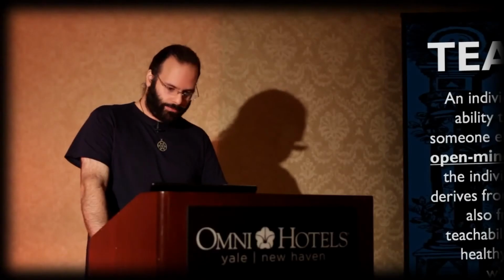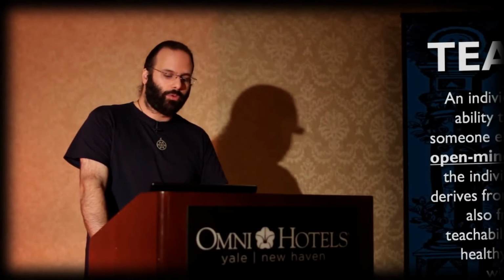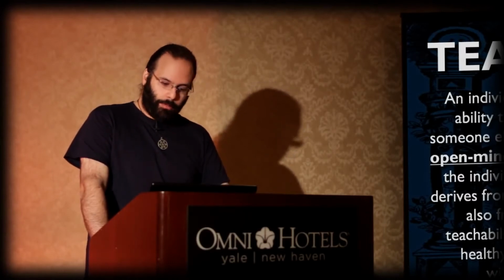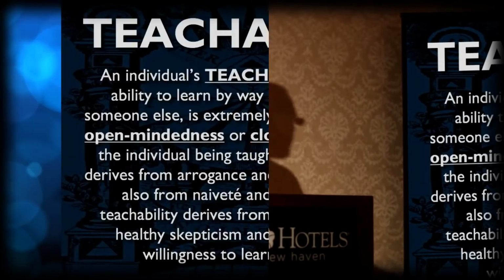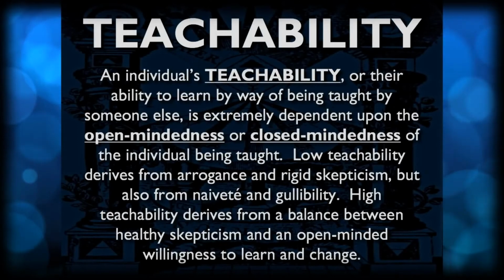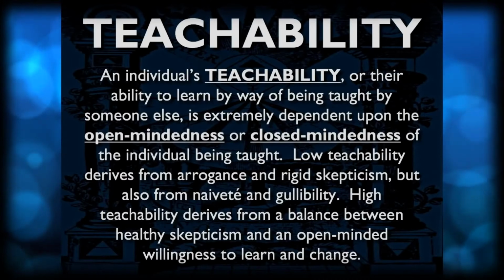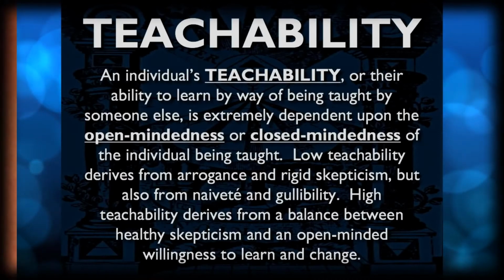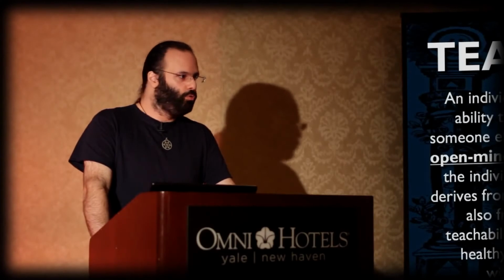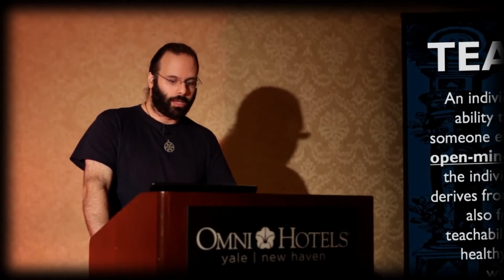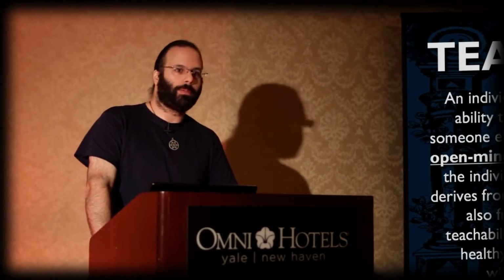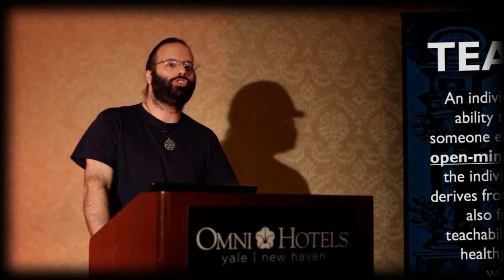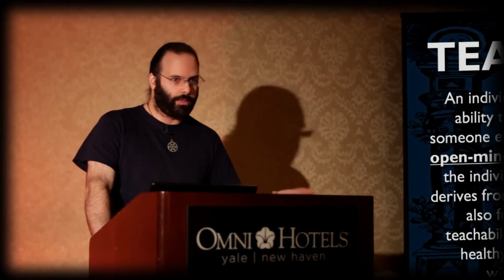Low teachability derives from arrogance and rigid skepticism. But low teachability also derives from naivete and gullibility. High teachability, on the other hand, derives from a balance between healthy skepticism and an open-minded willingness to learn and change. So we don't want rigidly skeptical people that don't have an open mind at all. And we don't want naive and gullible people that will accept everything they're told. We want to strike a balance between these two modes.